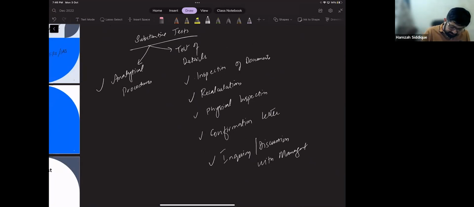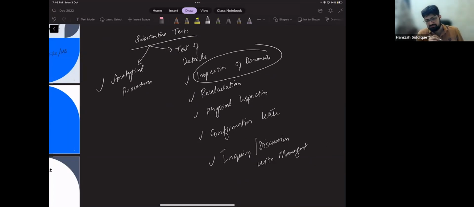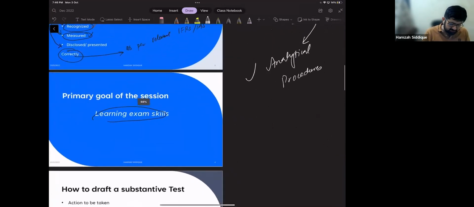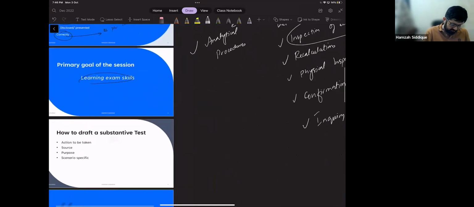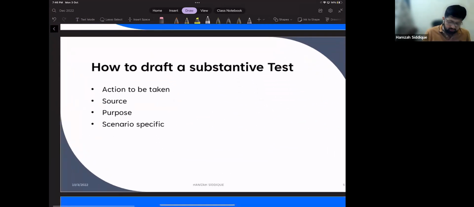Inspection of documents is used too much. Recalculation is done. Confirmation letter is done. Okay, students, I have just given a brief overview of that. What are the substantive tests? What are the practical techniques, ways used in substantive tests by our auditor? Now, students, how to draft a substantive test. This is our topic for today.